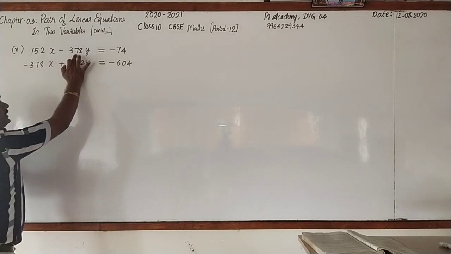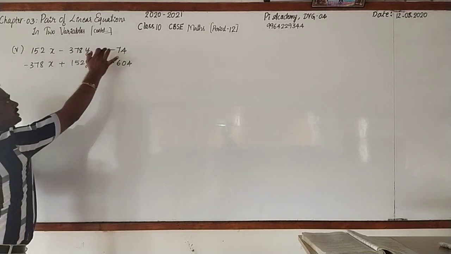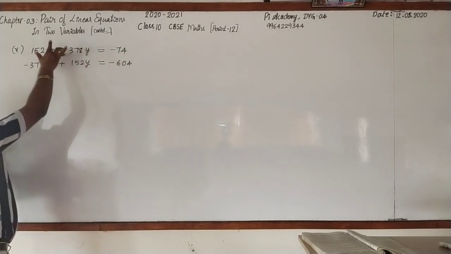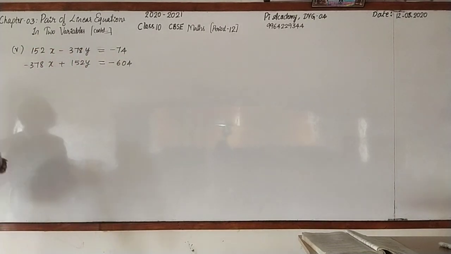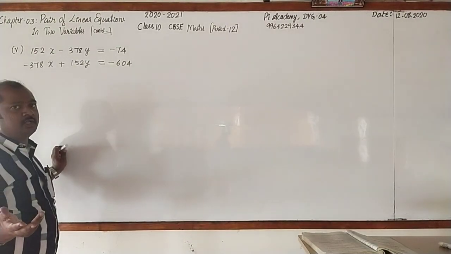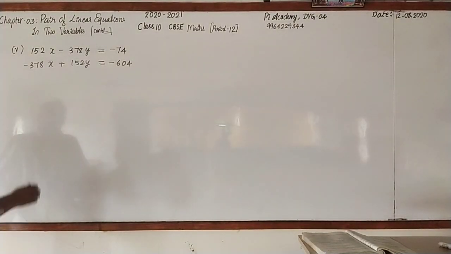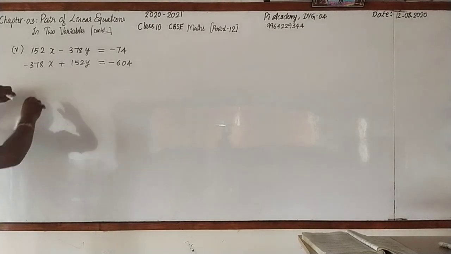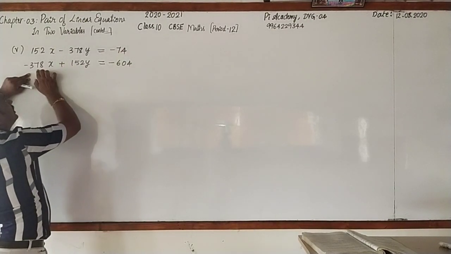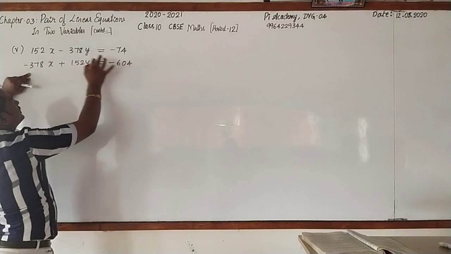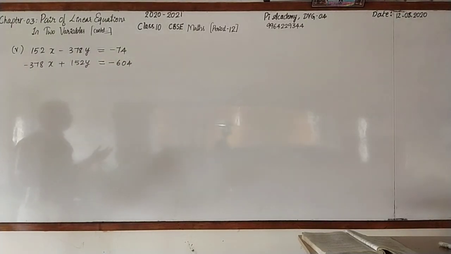Minus 378 is the coefficient of y in the first equation. This is also the coefficient of x in the second equation. Which method will you go for? You may go for elimination, substitution or cross multiplication. But when you go for elimination, you will have to multiply the first equation by 378 and the second equation by 152. You may find it difficult, or it consumes your time.